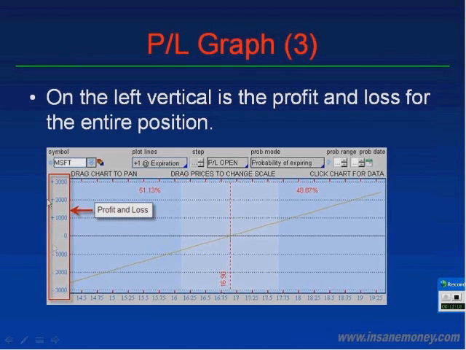The graph on the left shows us our profit and loss. Notice that's not profit and loss per share, that's profit and loss for the entire position. Okay, so even if I had bought 500 shares at one price and bought 500 shares at another price, this would combine those two and tell me what my total profit and loss for the entire position would be.